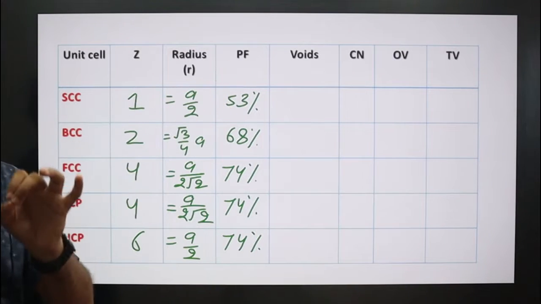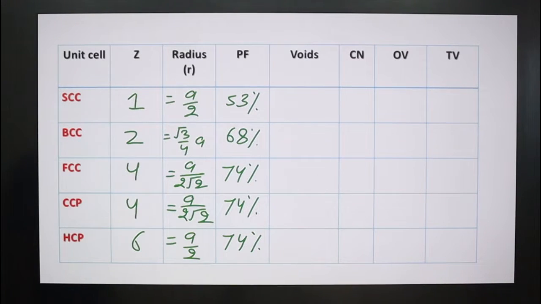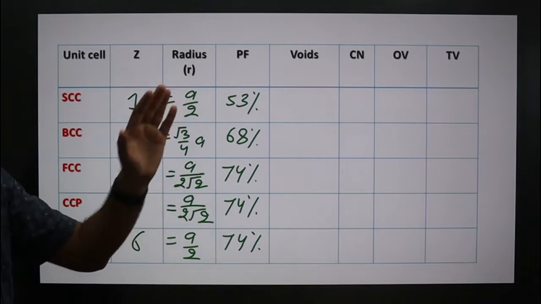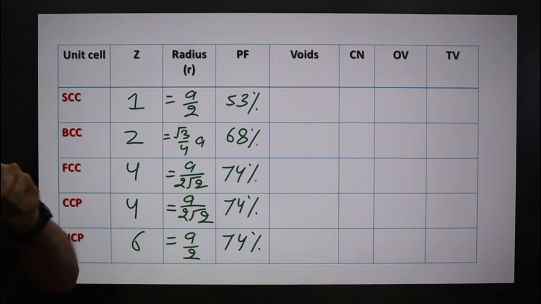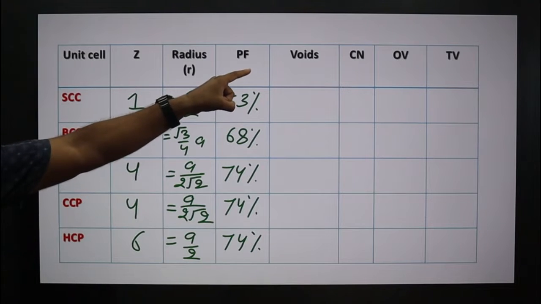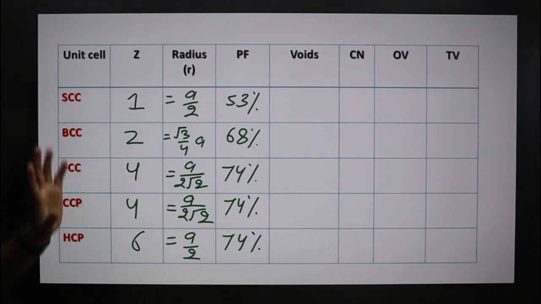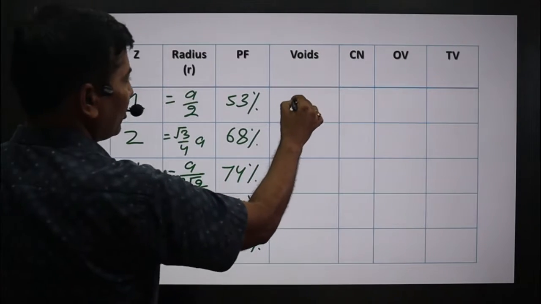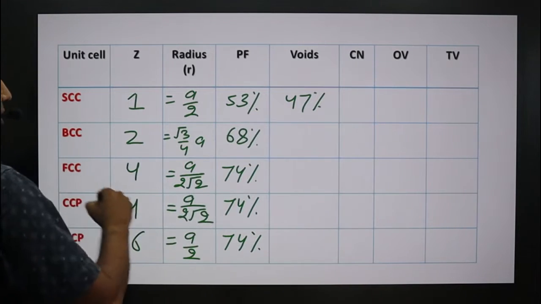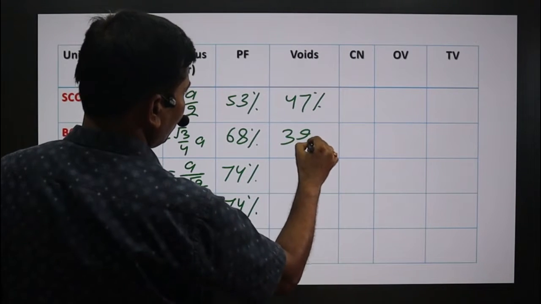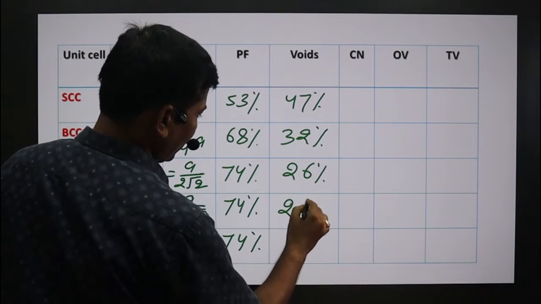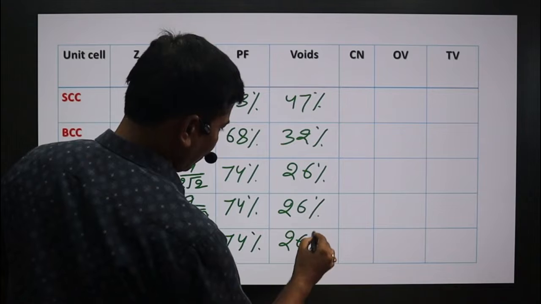Now we calculate void, the empty space available in a unit cell. Okay, so with packing fraction we calculated the space occupied by the atoms. To determine the empty space, we can subtract these values from 100. The percentage of empty space available in SCC unit cell, 100 minus 53, we get 47%. Voids in BCC will be 32%. Voids in FCC will be 26%. Here also we have 26%, and it is also 26%.